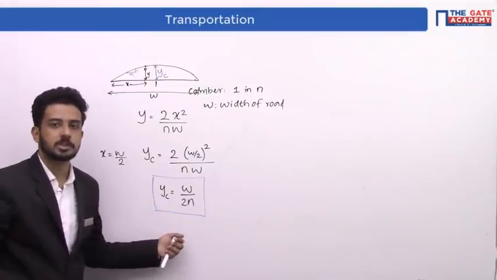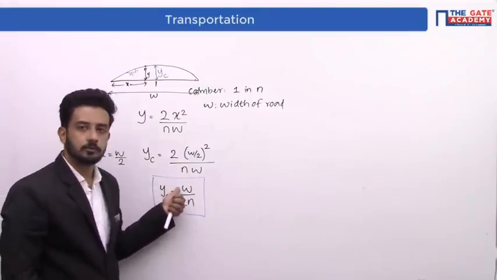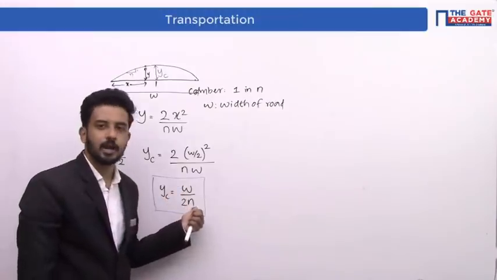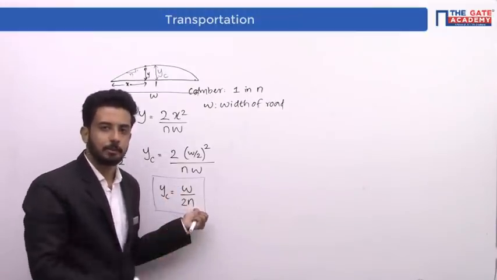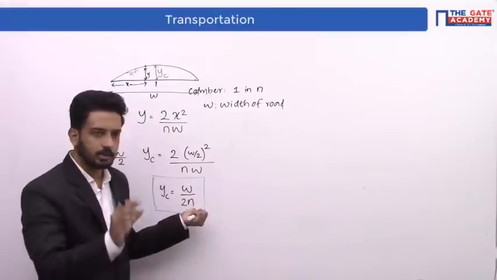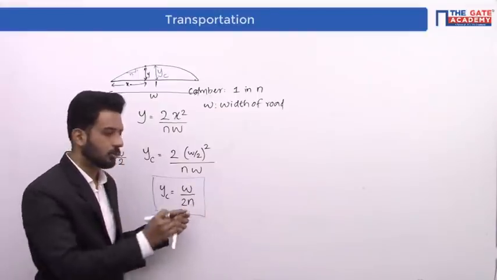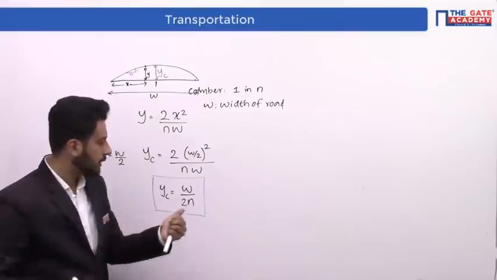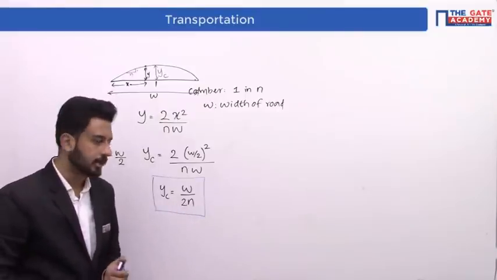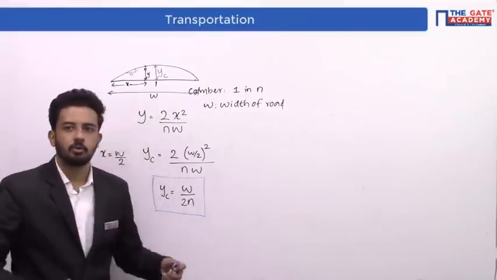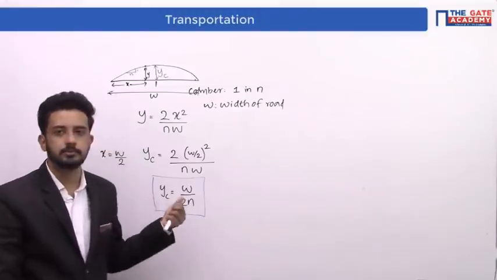So now I have to substitute the width of the road and the value of N. If the camber is 1 in N, then that N value, 1 in what, I have to substitute here. Correct? So directly I will get the value of the height of the crown.